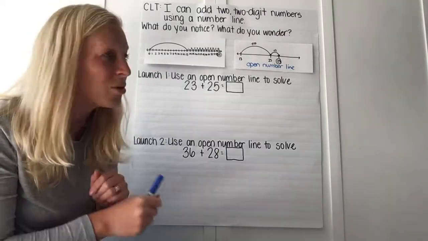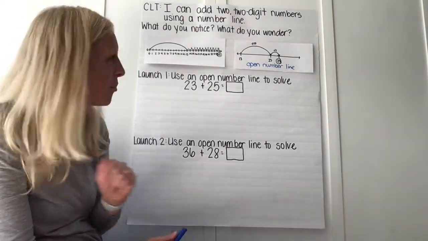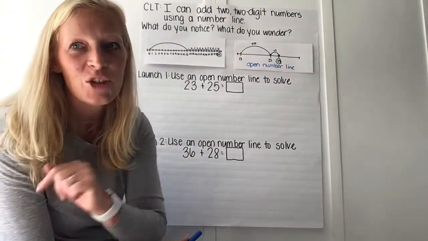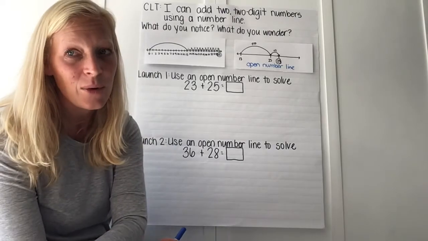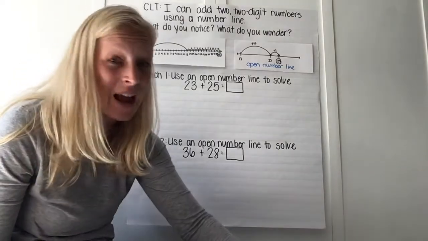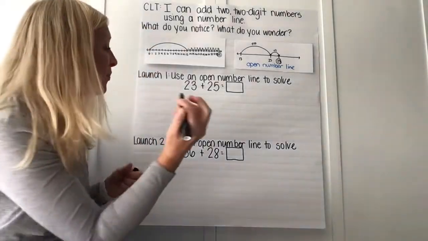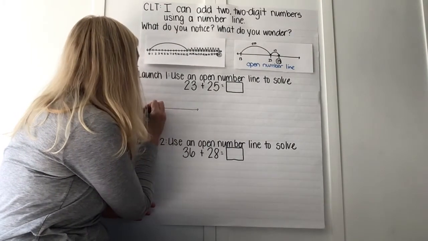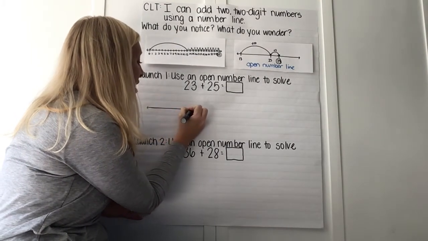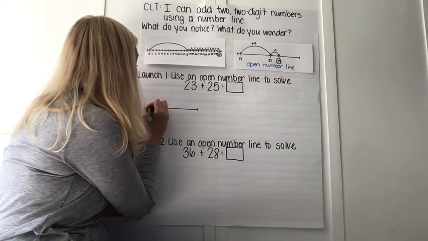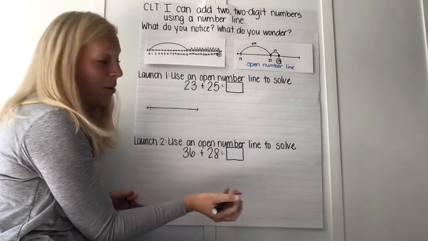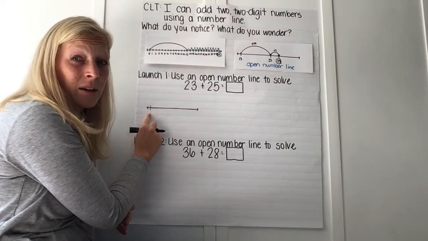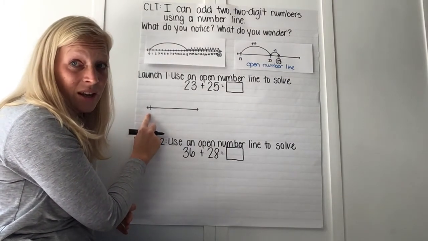Remember, we're using an open number line to help us solve this problem. 23 plus 25 equals blank. Now I'm going to start you off and I'm going to tell you. When we draw our number line, we're drawing a nice, strong line. And we're going to write our starting number underneath of that little spot. That's a good way to get started.